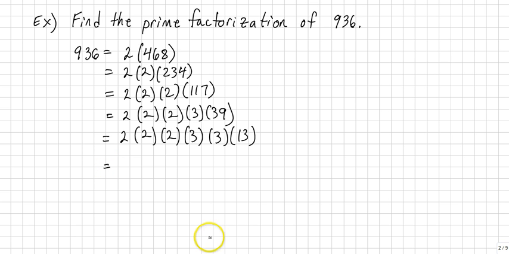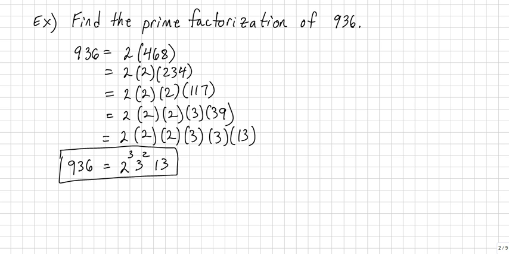But we do like to use exponents just to write it a little bit neater. So 2 times 2 times 2 would be 2 cubed. 3 times 3 is 3 squared. And then there's just a 13 tagging along for the ride. So 936 written as the product of prime numbers would be 2 cubed times 3 squared times 13. So we call this the prime factorization of 936. So 2 cubed times 3 squared times 13. So those are all prime numbers.